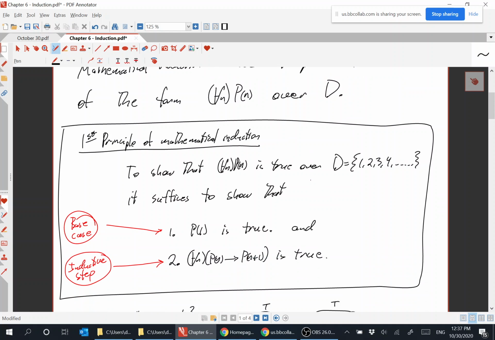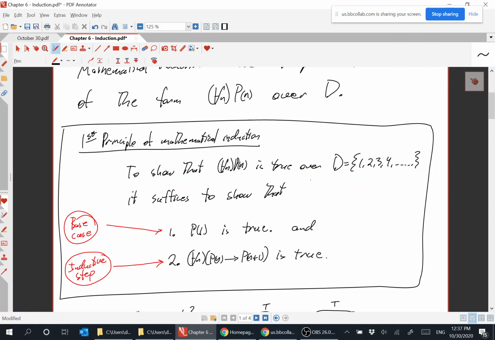So we start with the first principle of mathematical induction. There's a first principle and a second principle. The second principle is really the principle of mathematical induction. This is a sort of simplified principle, which is often good enough to do the job, although the second principle will be necessary later.